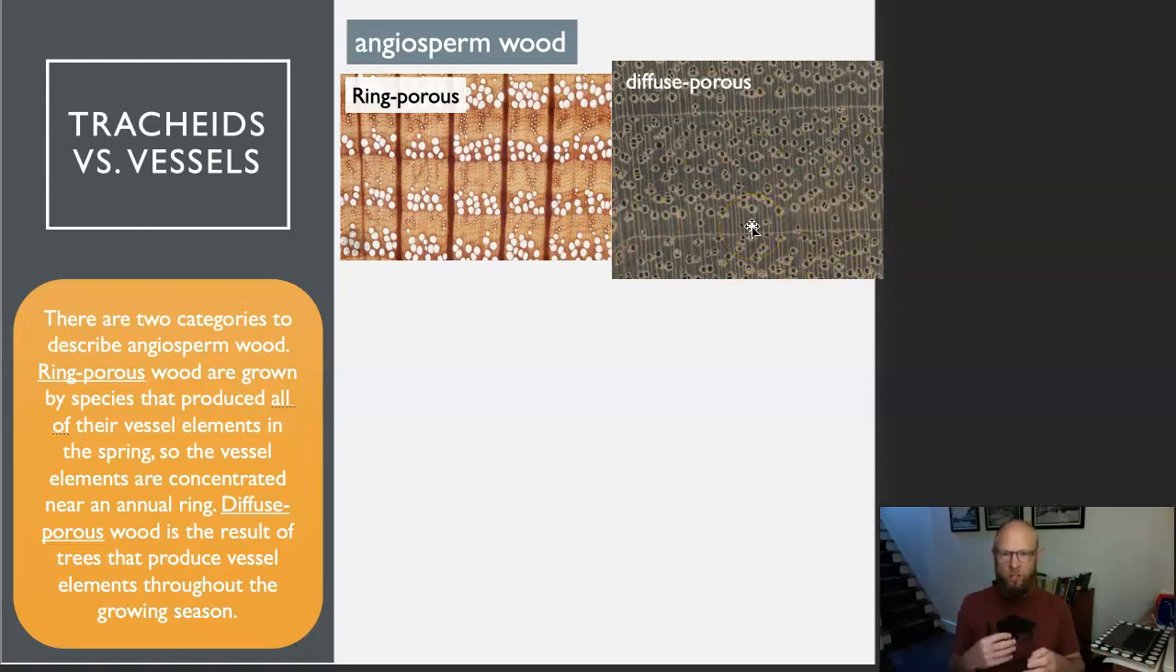And there are some functional differences between those two types of wood and the trees that produce them. If you're interested in that, I can guide you to some of that literature, because it's really cool, some of the functional significances of these differences in structure.